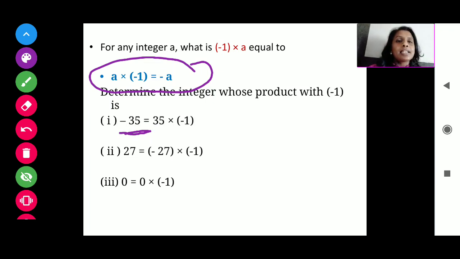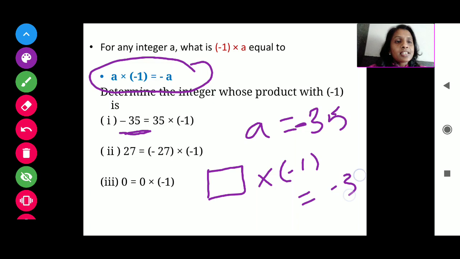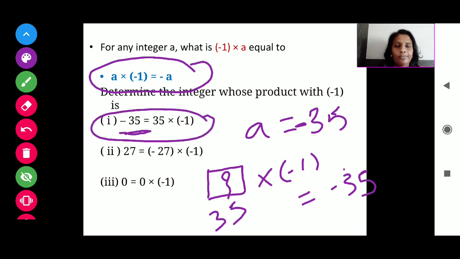Here it is like this. You are given a as 35. -35 is given. So what you have to find out? You have to find out this one, -35. So what will you do here? So you will get -35. So obviously -1 is there. So 35 multiplied by -1. So your answer will be -35.